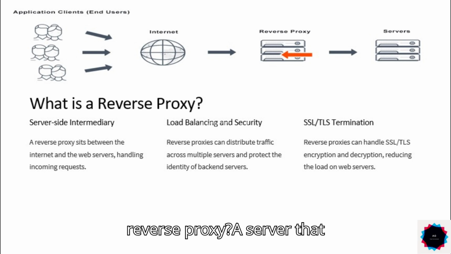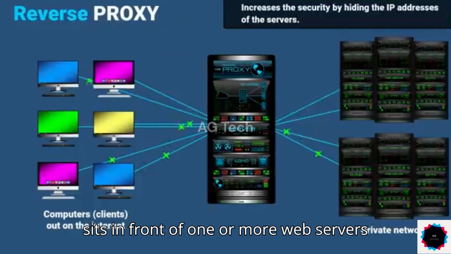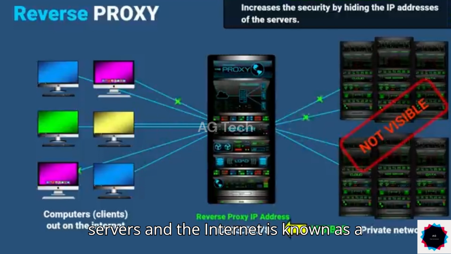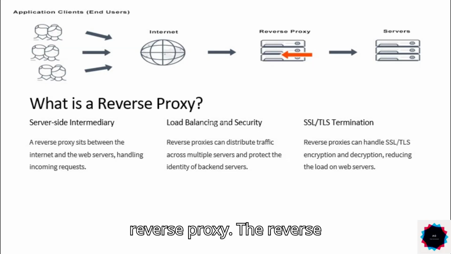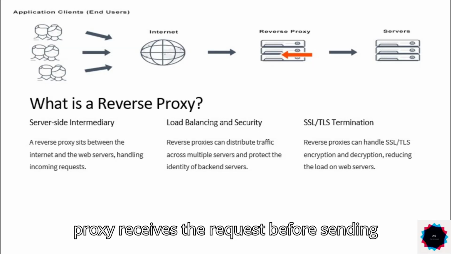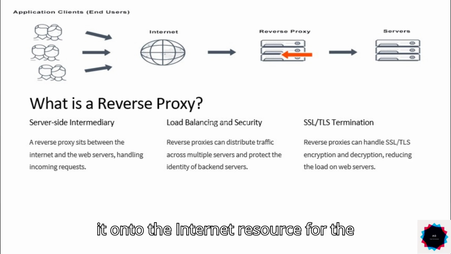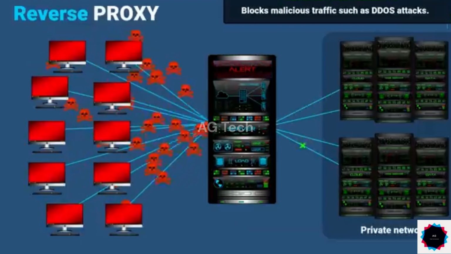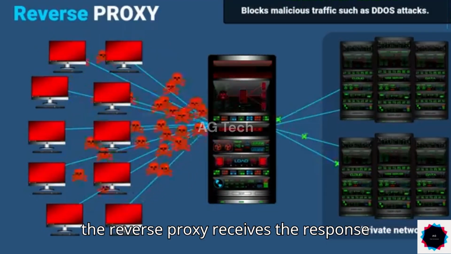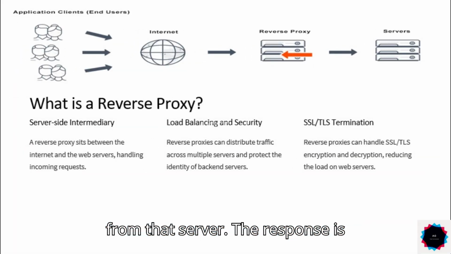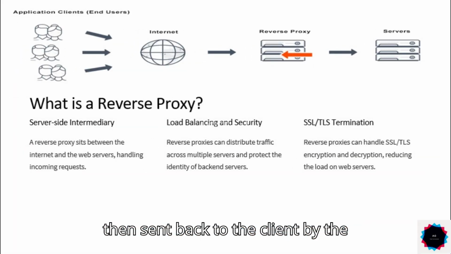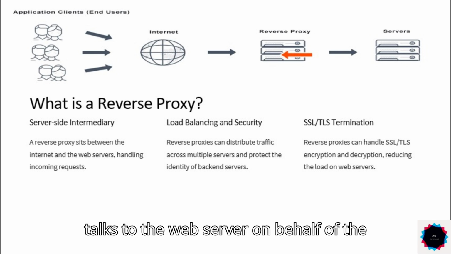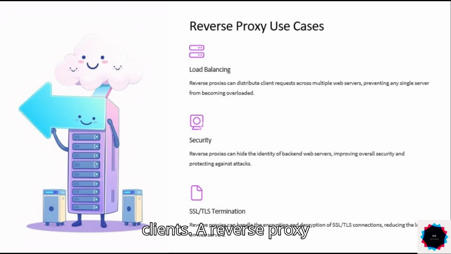What is reverse proxy? A server that sits in front of one or more web servers and serves as a go-between for the web servers and the internet is known as a reverse proxy. The reverse proxy receives the request before sending it on to the internet resource for the client. After sending the request to one of the web servers, the reverse proxy receives the response from that server. The response is then sent back to the client by the reverse proxy. It intercepts the requests from clients and talks to the web server on behalf of the clients.